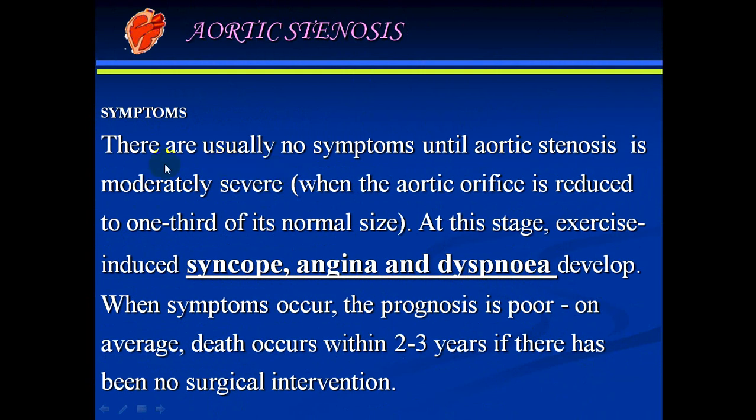I mean, the patient is asymptomatic and you find they have aortic stenosis. When the stenosis is moderately severe, when the aortic orifice is reduced to one third of its normal size, at this stage exercise-induced syncope, angina, and dyspnea develop. When symptoms occur, the prognosis is poor. On average, death occurs in most cases within 2 to 3 years if there has been no surgical intervention.